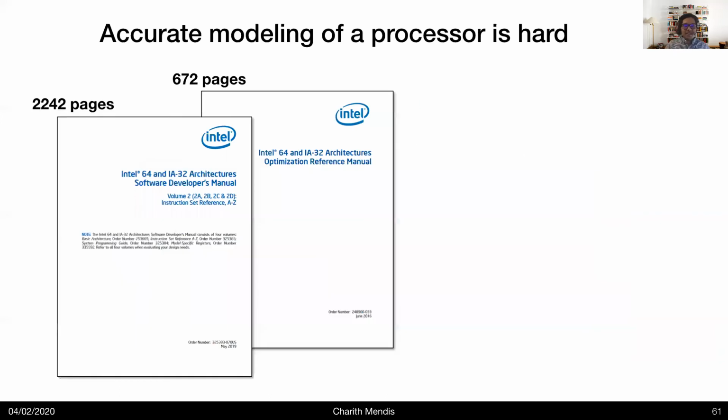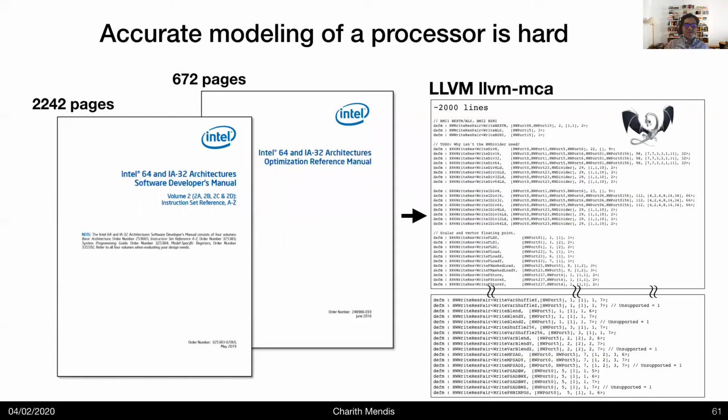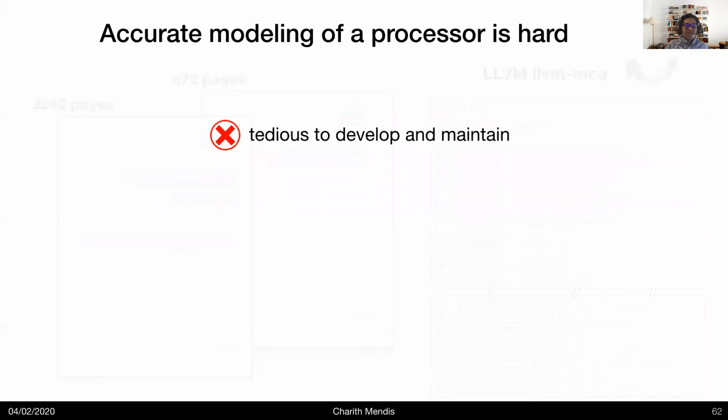The methodology these analytical model writers use is to consult thousands of pages of vendor manuals and to translate that into a specification inside the compiler that can quickly say how fast a particular piece of code would run. As you can see, this process is tedious both to develop and to maintain. There will inevitably be human errors involved in this translation process, and there will inevitably be modeling errors because processor vendors are not going to put all the implementation details in these vendor manuals.